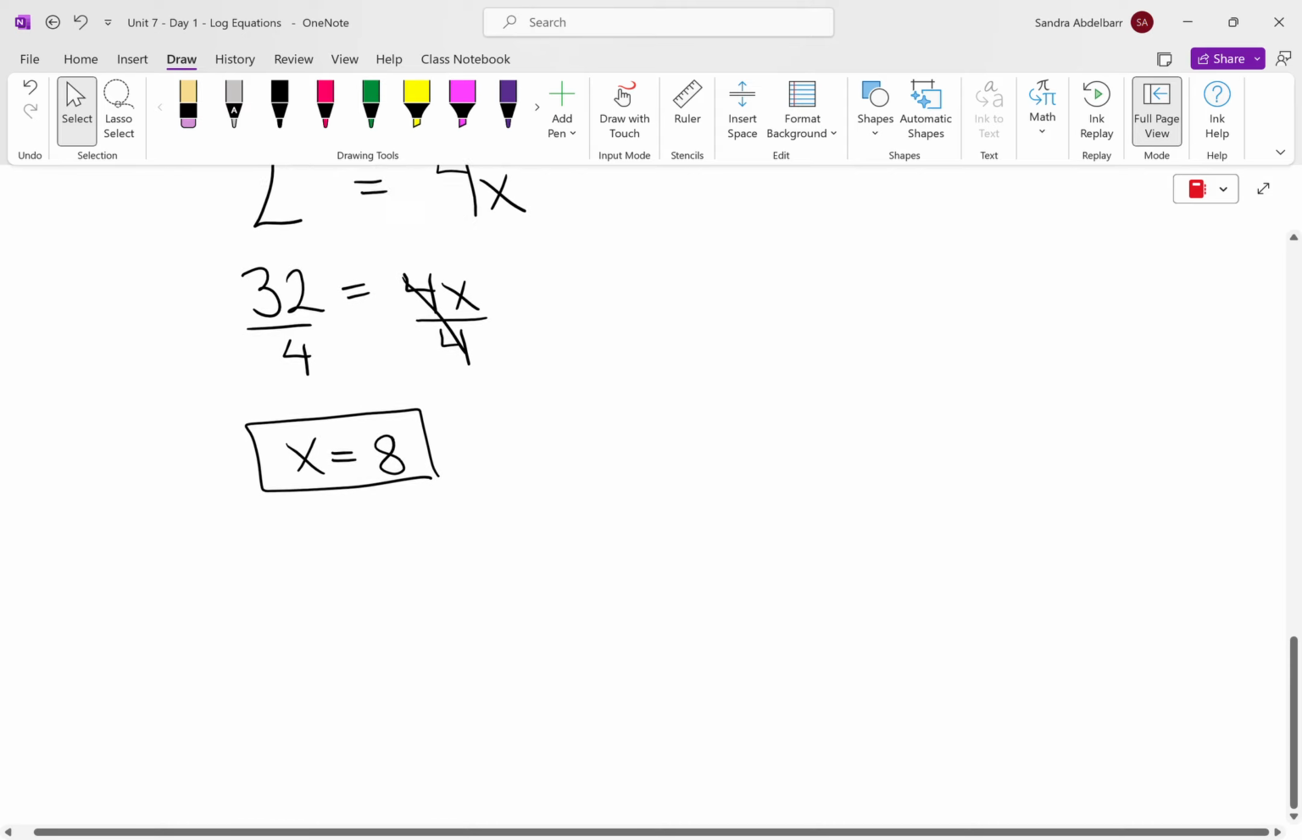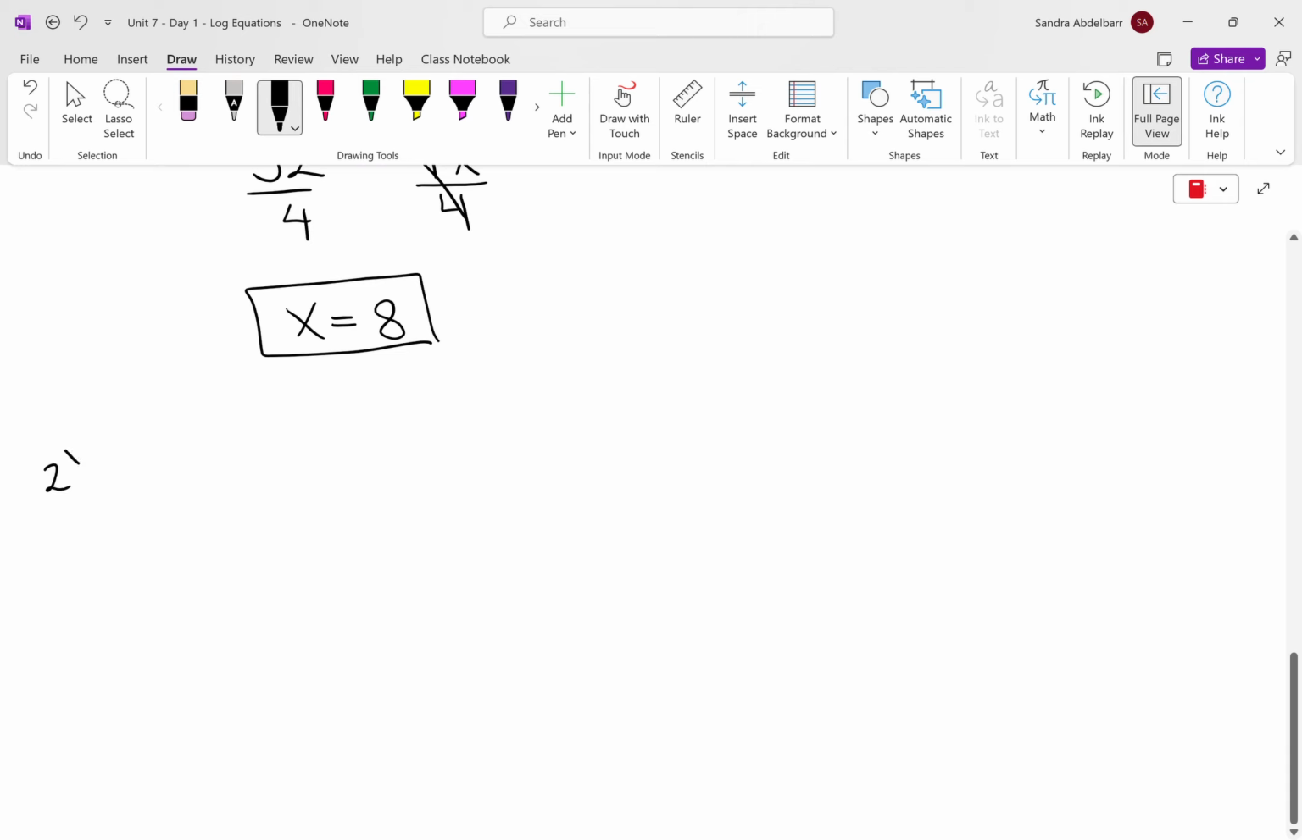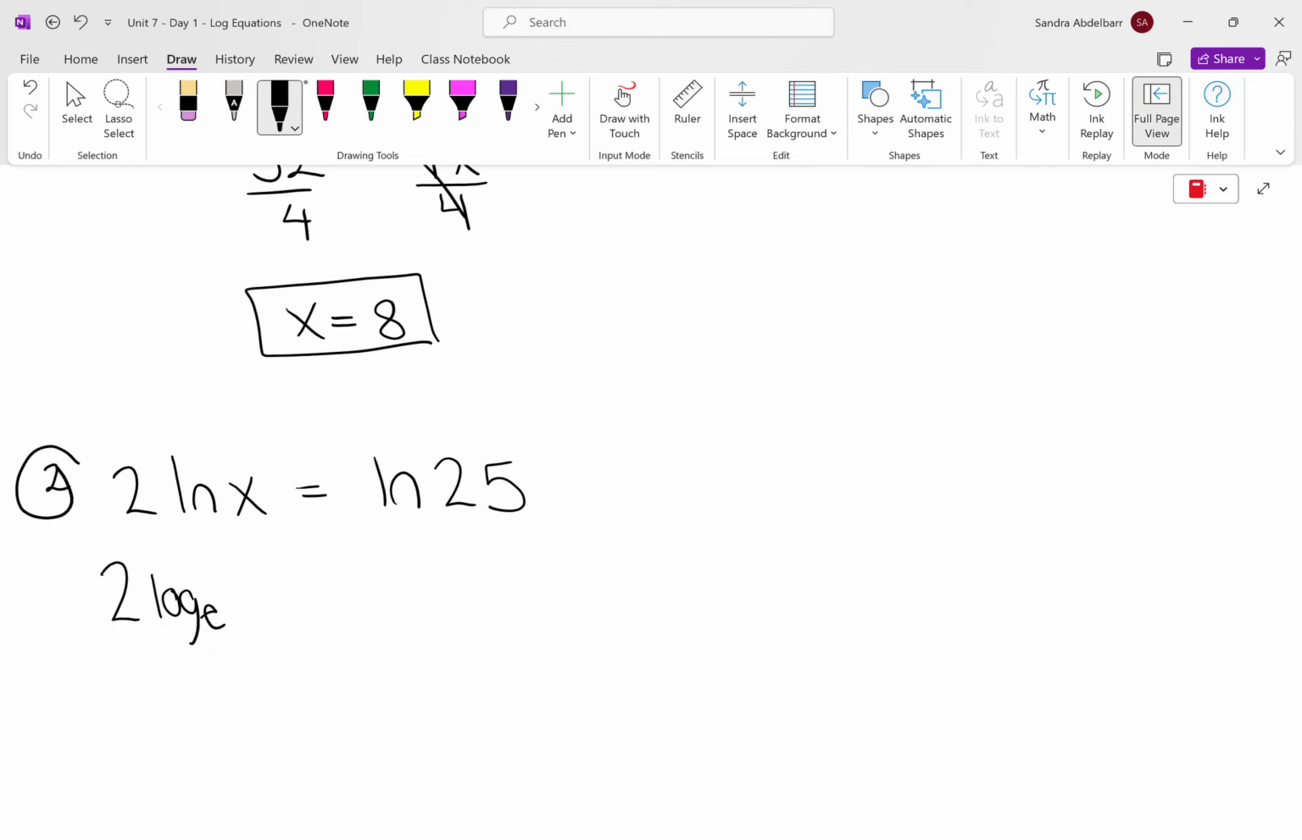Okay, next one. Two times the ln of x is equal to the ln of 25. Well, actually, let's not do, it's not that bad. Do we all agree that ln is log base e? Yeah. So if it makes you feel better, you could do log base e of x equals log base e of 25.